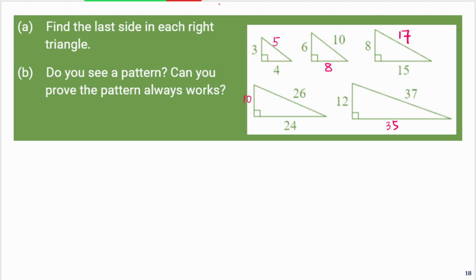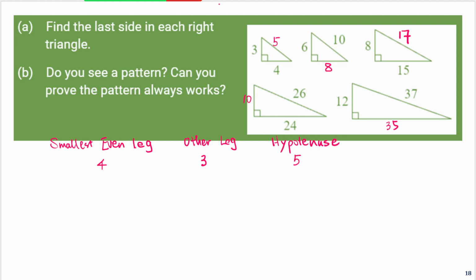So if we put this in a table, let's call the first column the smallest even leg, the second column the other leg, the third column the hypotenuse. Then consider the first right triangle, 3, 4, 5. The smallest even leg is 4, right? And we know the other leg is 3. Okay, let's just put this number here. And we know the hypotenuse is 5.